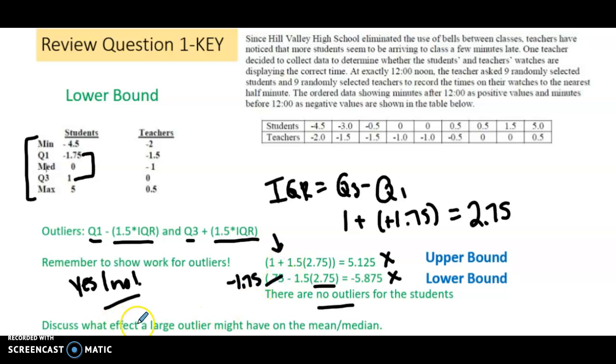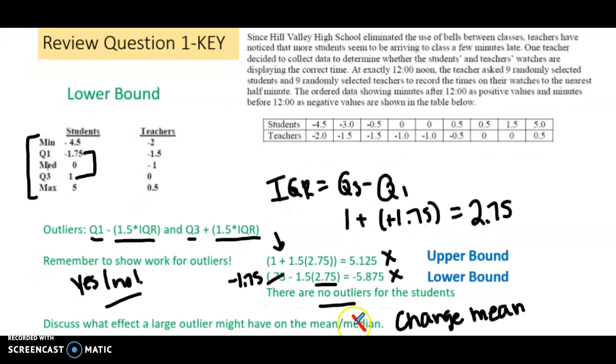So discuss what effect a large outlier might have on the mean versus the median. Remember, an outlier will change the mean. Okay, it will pull it in the direction of the outlier. So if you have a big outlier, it's going to make the mean larger. If you have a small outlier, it's going to make the mean smaller. So it pulls the mean in the direction of the outlier. However, it actually has no effect on the median because the median is in the middle of the data. So it's not going to change the position of the median, because if I have a number at the end and I just swap it out for a different number, it's not going to change your median.